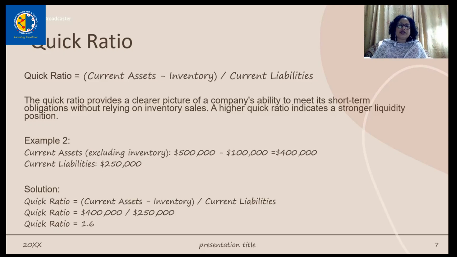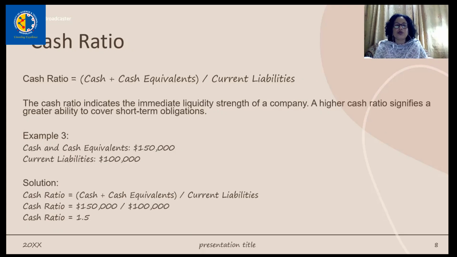Your current assets excluding inventory, as given, is 5 lakh minus 1 lakh, which is 4 lakh, and your current liabilities are 2,50,000. So the quick ratio is current assets minus inventory divided by current liabilities. So 4 lakh by 2,50,000, after calculating, is coming as 1.6. So it is more than the ideal ratio, it is definitely good. The company is in a good position.